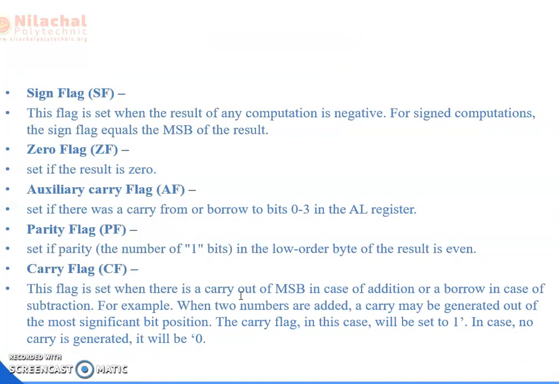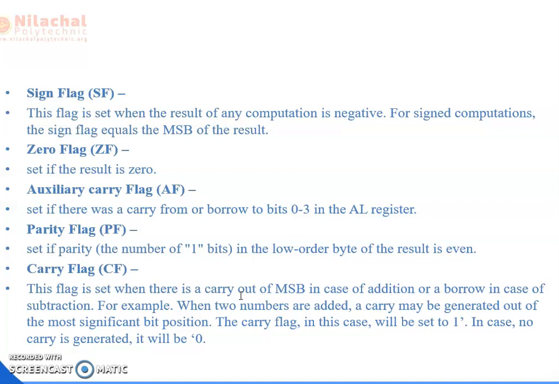Next is sign flag. This flag is set when the result of any computation is negative. For sign computation, the sign flag equals the MSB of the result. Next is zero flag. It is set if the result is 0. Next one is auxiliary carry flag. This flag is set if there was a carry from or borrow to bits 0 to 3 in the L register.